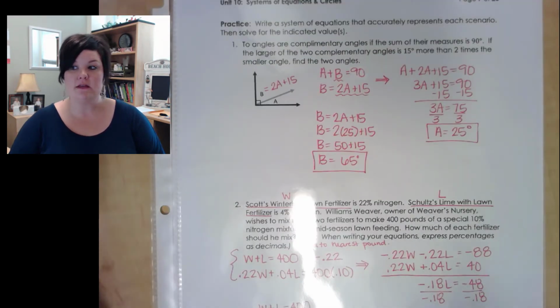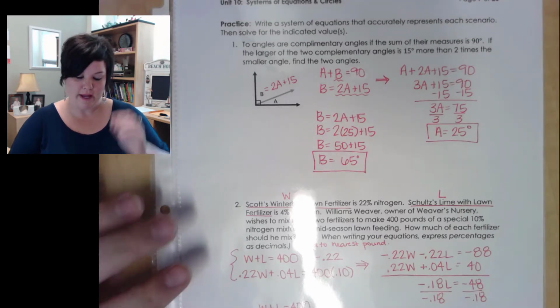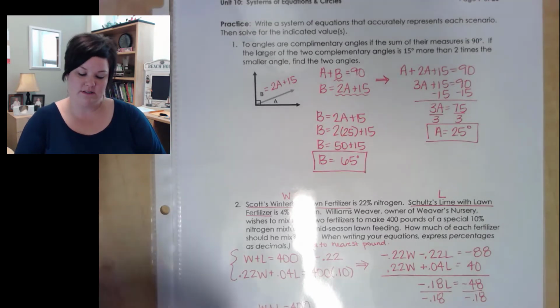All right. So on this first practice problems, it says that two angles are complementary. Oh, and I misspelled two.